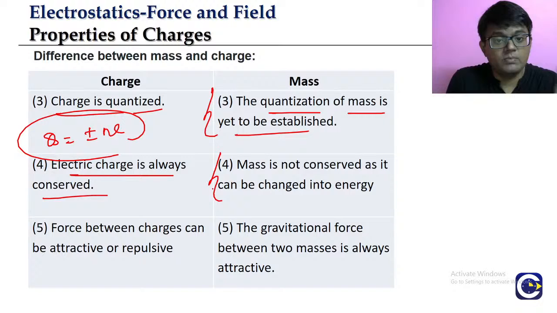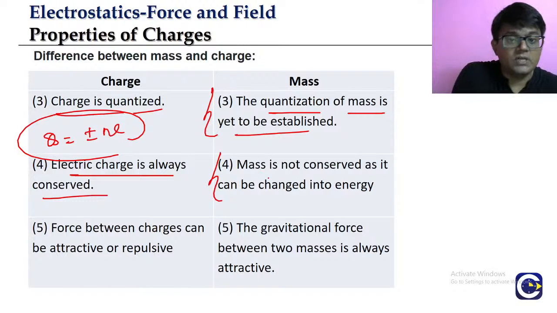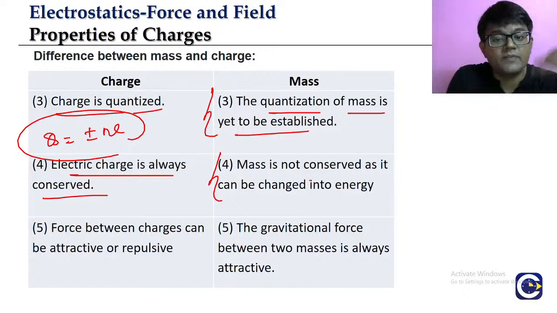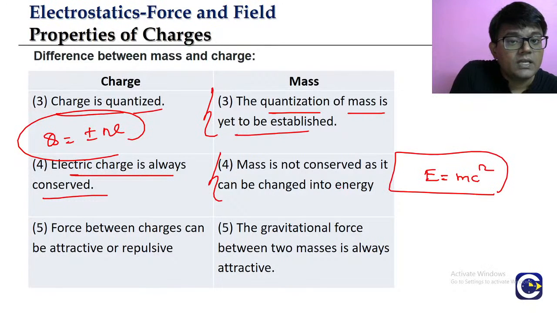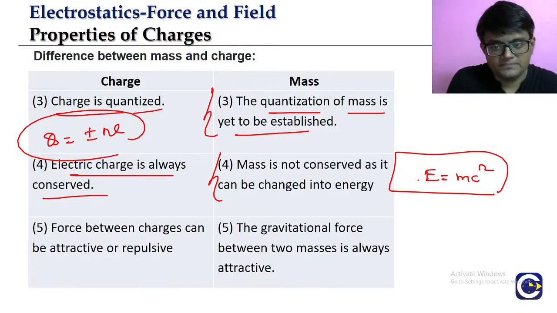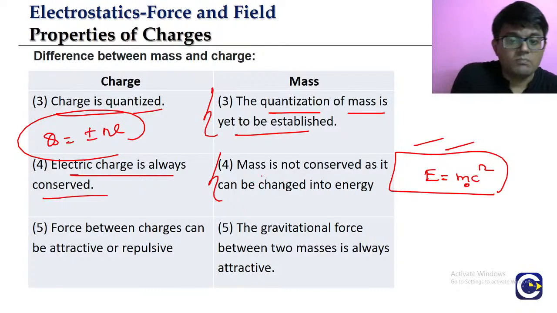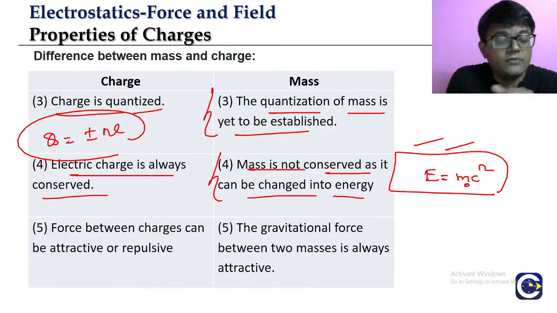What about mass? In lower standards, probably in chemistry, you will study that mass is conserved. But in +2 physics, we learn that mass can be converted into energy and vice versa. You might have seen this very famous equation, E is equal to mc squared. This is Einstein's mass energy equivalence relation. Based on this equation, we can find out how much energy results when a mass m is changed into energy, and how much energy exchange happens during nuclear reactions. So mass is not conserved because it can be changed into energy.